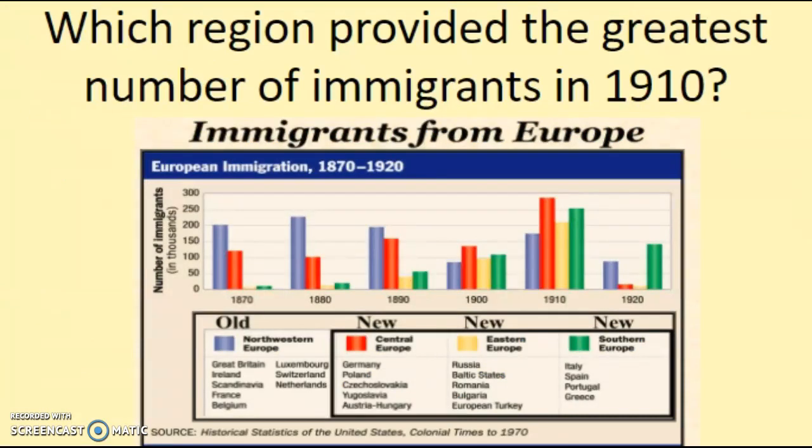Okay, so which region provided the greatest number of immigrants in 1910? So we're looking at this area right here, 1910. So the largest would be Central Europe, 275,000. This group here was mostly German, Poland, Czechoslovakia, Yugoslavia, and Austria-Hungary.